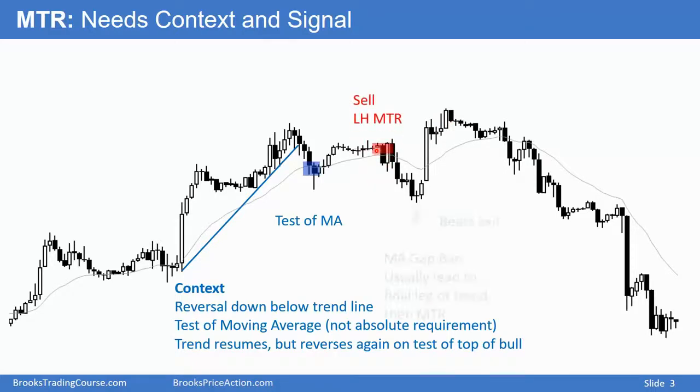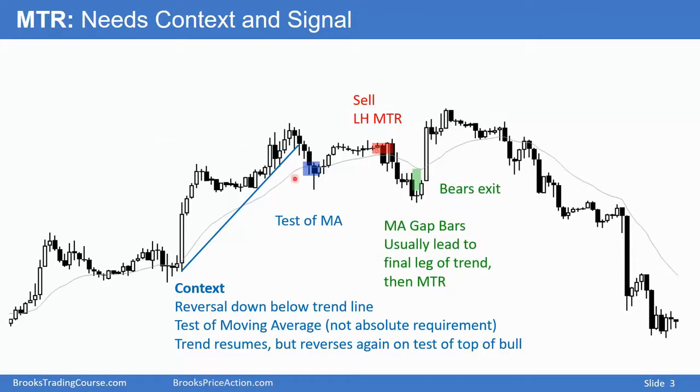Traders will sell the lower high major trend reversal, and now we have a high 2 bull flag, leg 1, pullback, leg 2, after a wedge top. We're probably going to try to get trend resumption. And we have moving average gap bars. Usually the first time you get bars below the moving average in a bull trend, the bull trend will resume. So traders will look to buy a reversal up from these gap bars. The bears who sold here will get out here, and bulls will look to buy as well, expecting at least 1 more leg up.